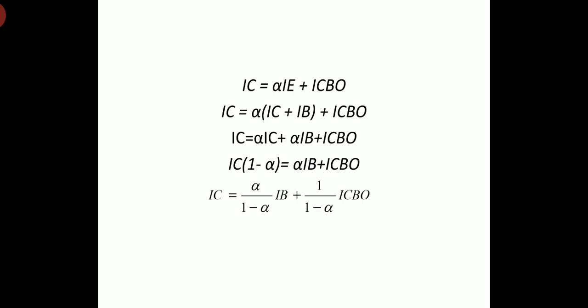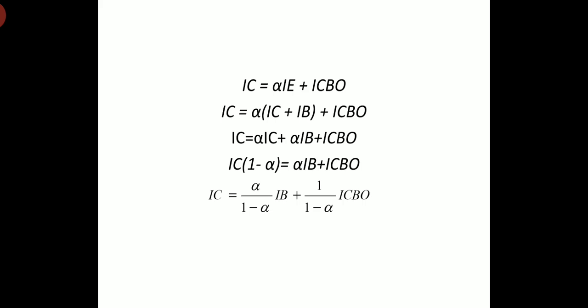Even though ICBO is very small, as it is due to minority charge carriers, reverse saturation current, collector to base current with emitter open, it is multiplied by the term 1 by 1 minus alpha. So the collector current IC has some value even if IB equal to 0. If alpha varies by a small amount, beta varies by a large quantity. What is beta here? Alpha by 1 minus alpha is beta.